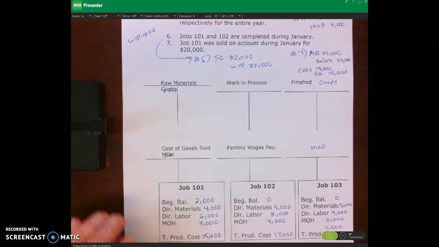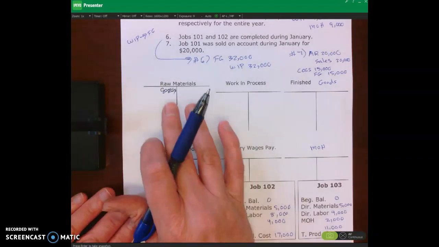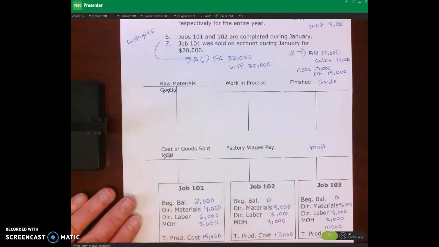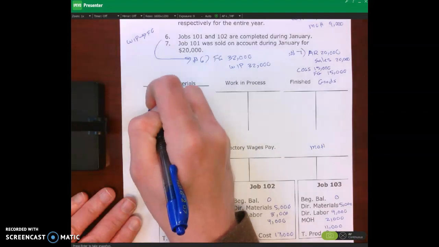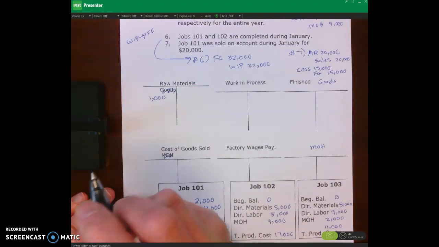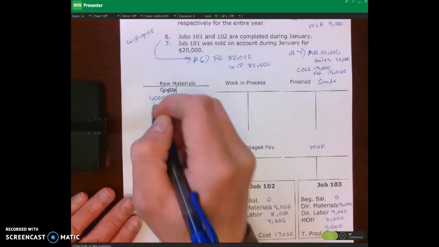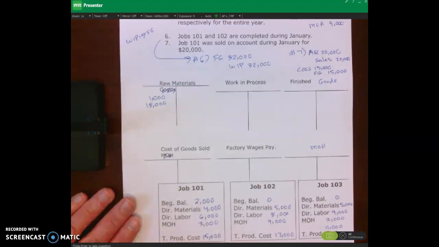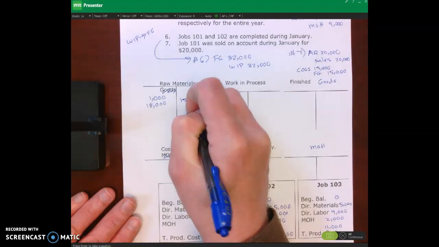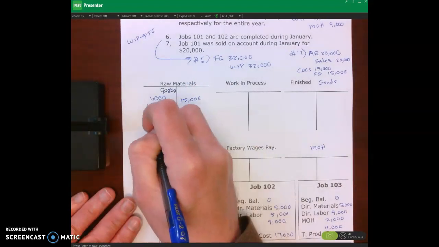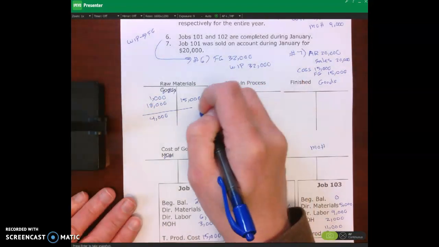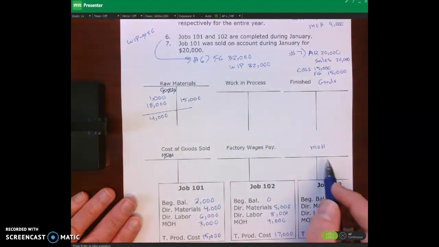Okay, so let's look at our T accounts over here for our raw materials, work in process, finished goods, cost of goods sold, wages payable, and manufacturing overhead. So we had a beginning balance in raw materials of $1,000, which was given to us on the prior page. We looked through that first one. It said that first transaction, we purchased raw materials on account for $18,000. And then we used $15,000 worth. That means we have $4,000 left over in raw materials. So remember with the raw materials, some of those go to WIP, some of those go to overhead.